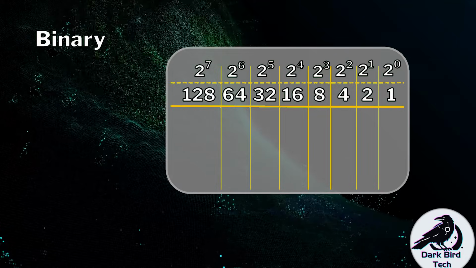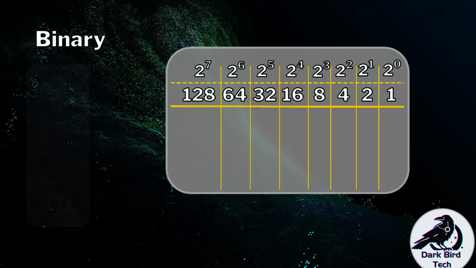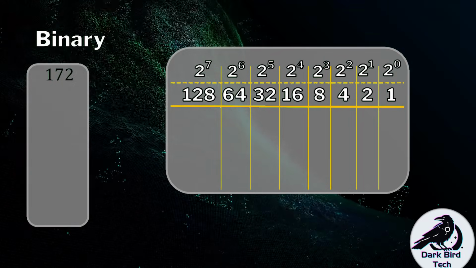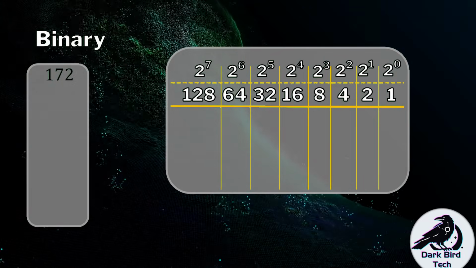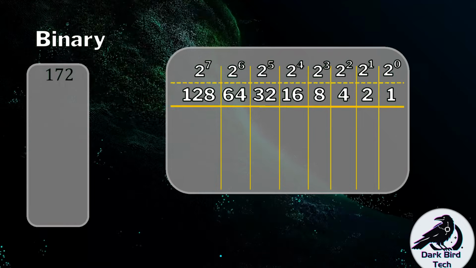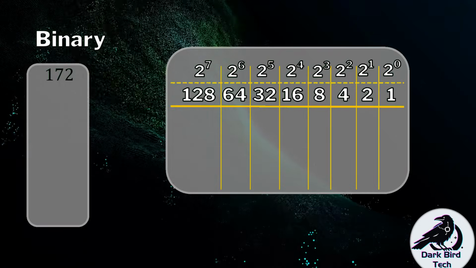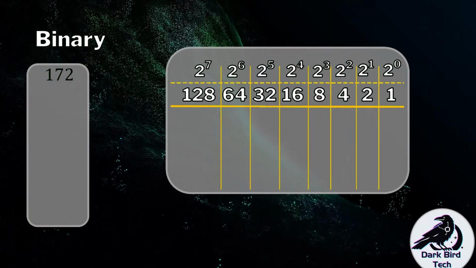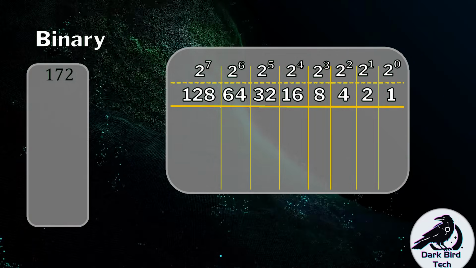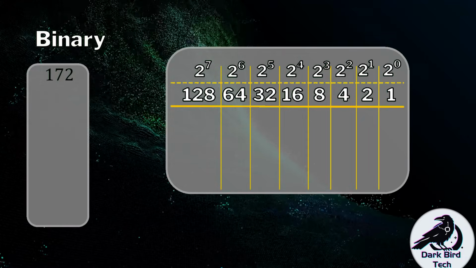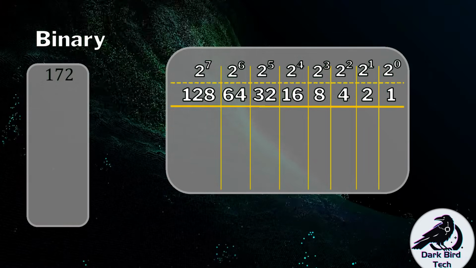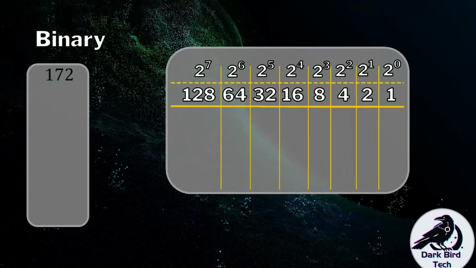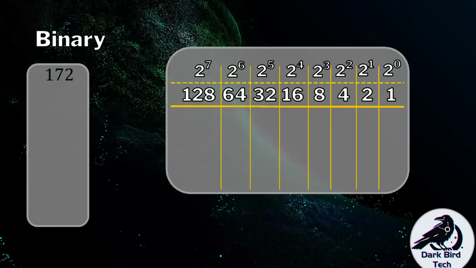But what if we want to go the other way around? What if we get given a decimal value, like 172, and we want to work out what that looks like in binary? Well, I've got a method for you here, but it's going to be a little bit weird and confusing. So what I'm going to do is I'm going to look at the value of a column, and I'm going to ask myself, could I subtract that value in the column from the decimal value there on the left-hand side and get to 0 on the left-hand side in decimal?